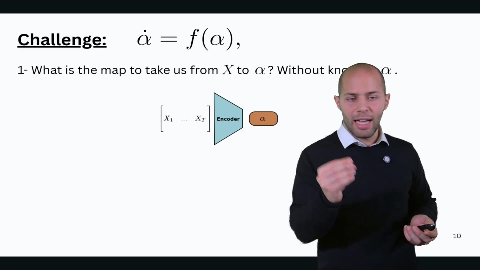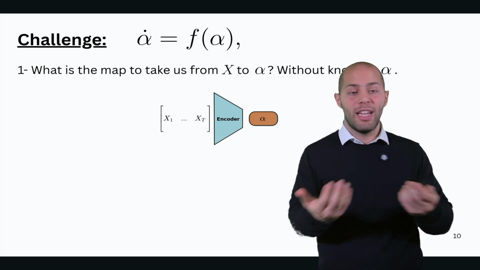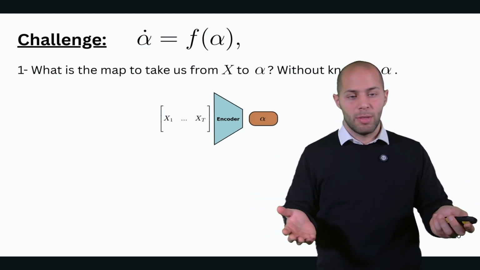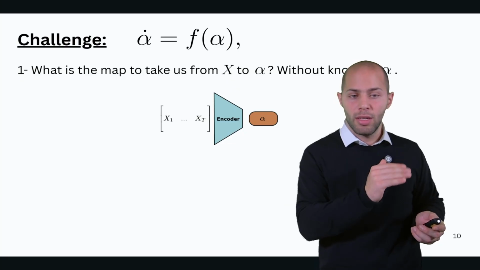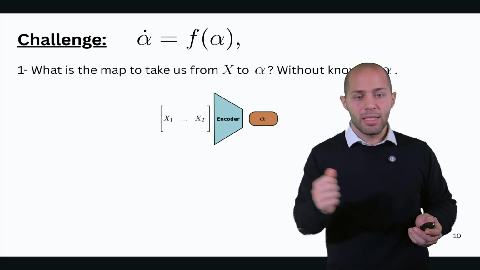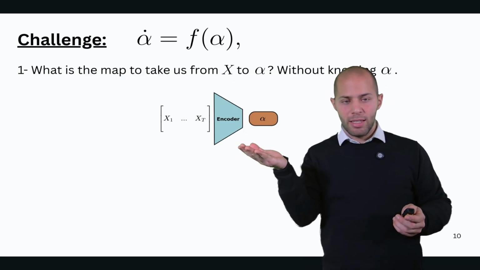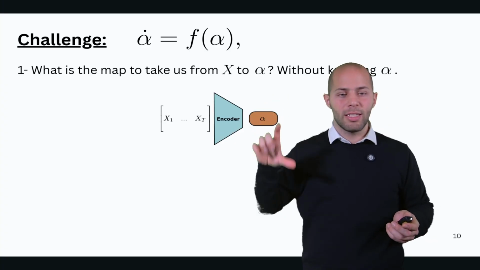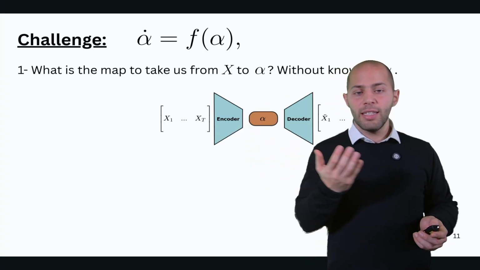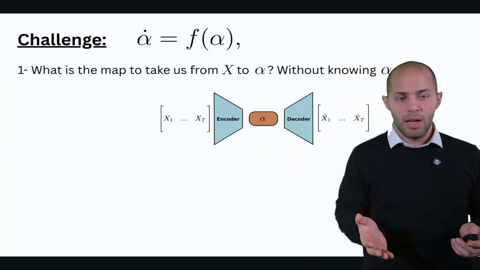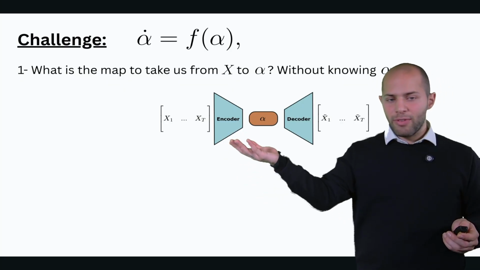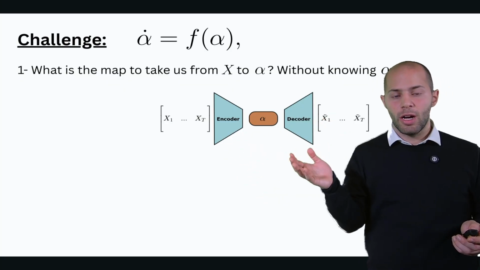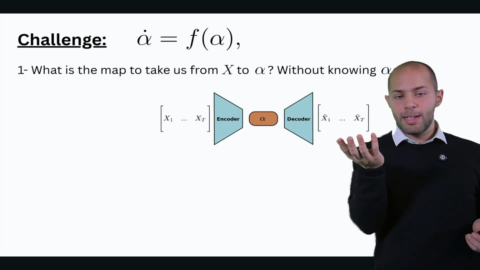So how to say that alpha is important, especially that I don't have labels? I have no clue what alphas should represent. I only know that they should be important. Basically, what we're going to say is, if you have these few alphas, these few small dimensional space alpha, you can find another function that we're going to call a decoder that's going to take only these few values of alpha and that is able to reconstruct almost perfectly the big space.